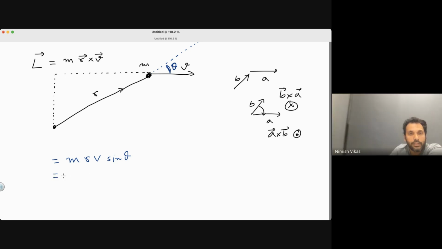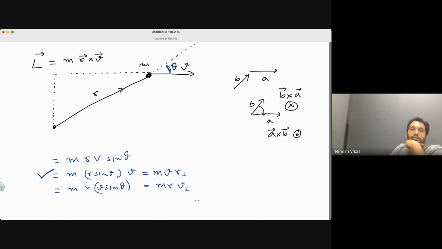So this formula we can study in two ways. M R sine theta times V, or R times V sine theta. This is your perception. In many cases, looking at the picture like this, I'm doing MV into R sine theta. It is generally written as MV into R perpendicular, or I am looking at MR into V perpendicular. Both give you the same answer. Is that clear?